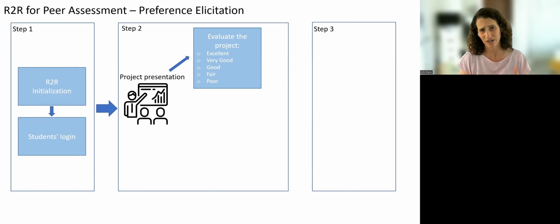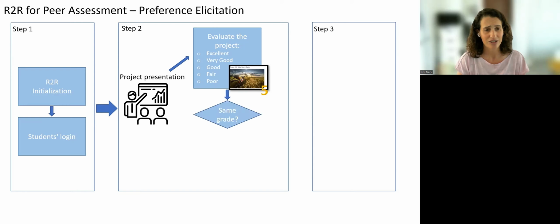So excellent translates to a 5. Let's say that the student gave a project 5. What happens next is that the system checks if the student has already given the same grade of excellent or 5 to another project during this class session. If the student has never given a grade of 5, or maybe this is the first project presented, nothing happens, and the student just waits for the next presentation to begin.